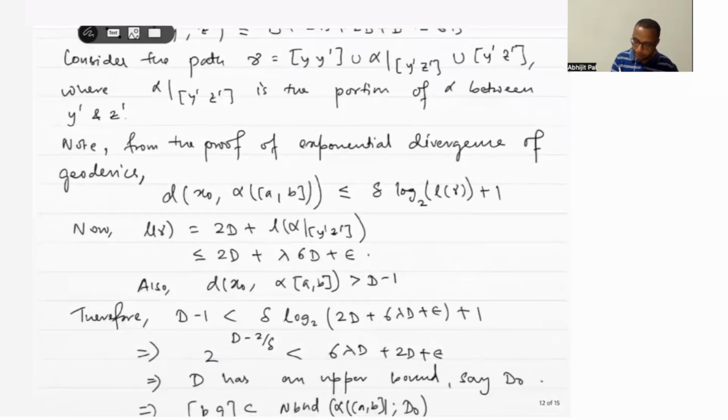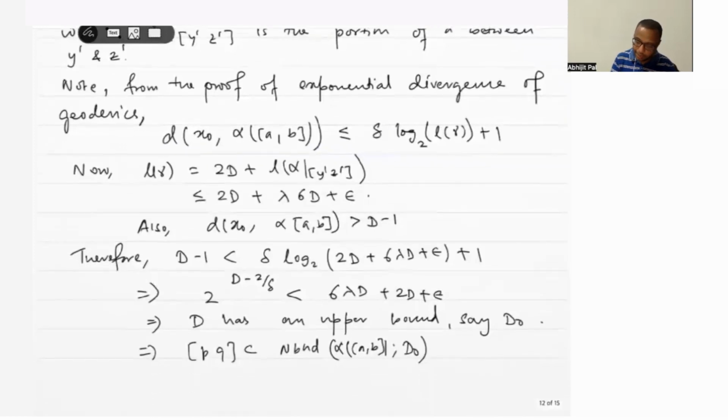Also note that the ball of radius d around x naught does not intersect alpha. So the distance between x naught and alpha will be greater than d minus 1. And also we have observed that the distance between x naught and alpha is less than or equal to delta log base 2 of (length of gamma plus 1). Therefore d minus 1 is less than delta times log base 2 of (2d plus 6 lambda d plus epsilon plus 1).